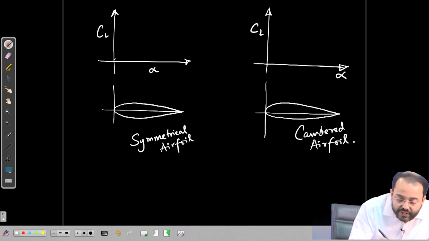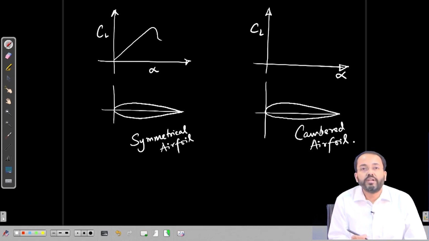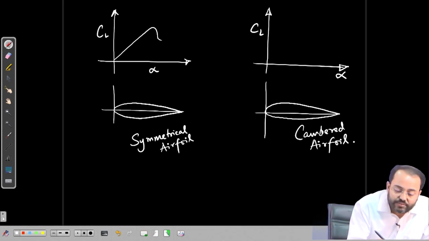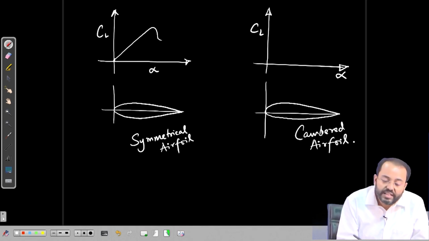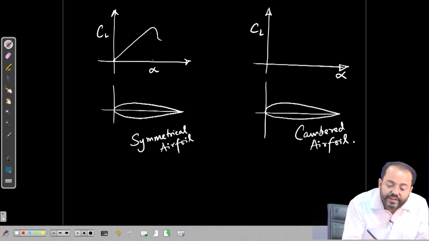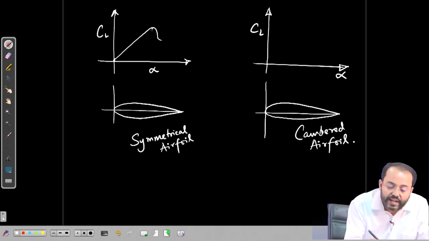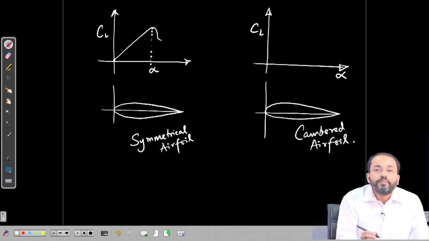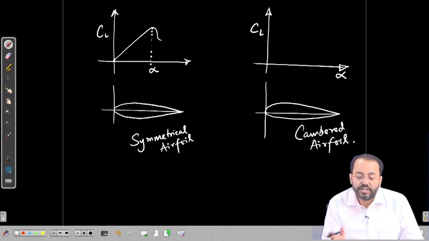So for a cambered foil, the lift coefficient diagram will be somewhat like this, where at 0 angle of attack there will be no lift, and as the angle of attack increases, initially it will be linear, and then at a particular value of angle of attack the flow will separate over the foil and the foil will stall and the lift coefficient will drop.